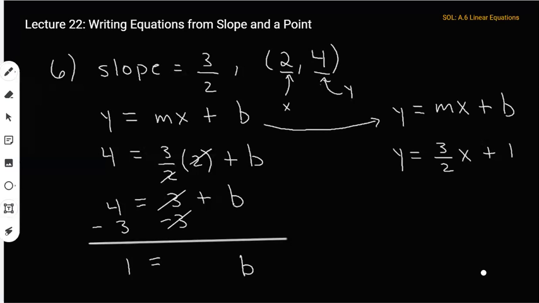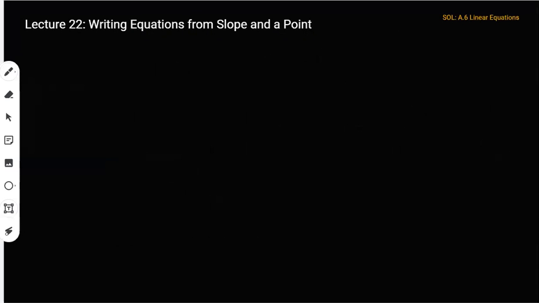Okay, so let's see what happens when our line is horizontal and when our line is vertical. We're going to do number 8. Number 8 tells me that my slope is going to be 0. And my ordered pair is going to be (8, -3).